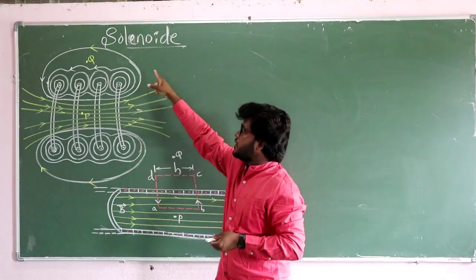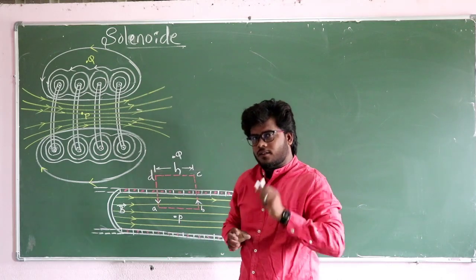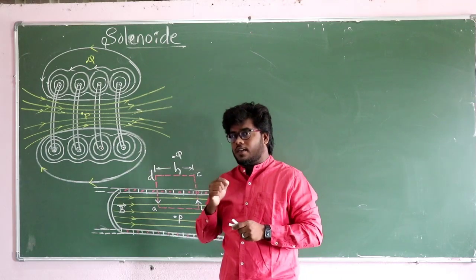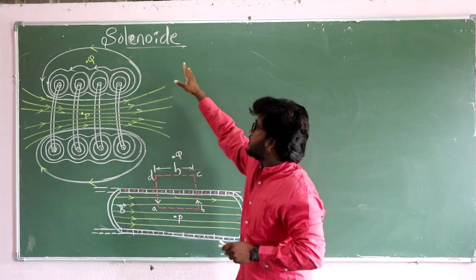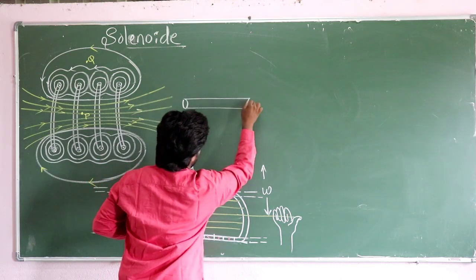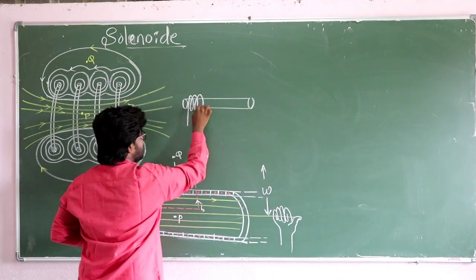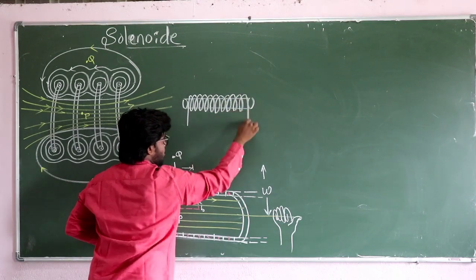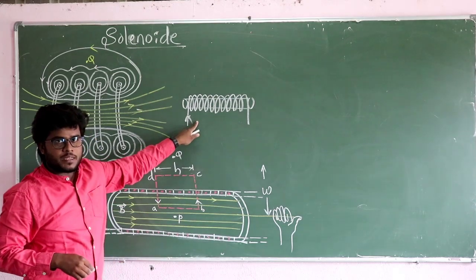Solenoid. What is meant by the solenoid? Solenoid is the cylindrical coil made up of n number of insulated conducting wire. That is called as the solenoid. What is a solenoid? Solenoid is the cylindrical coil which is made up of n number of insulated conducting wire. That is called as the solenoid. This is a solenoid. Understood?